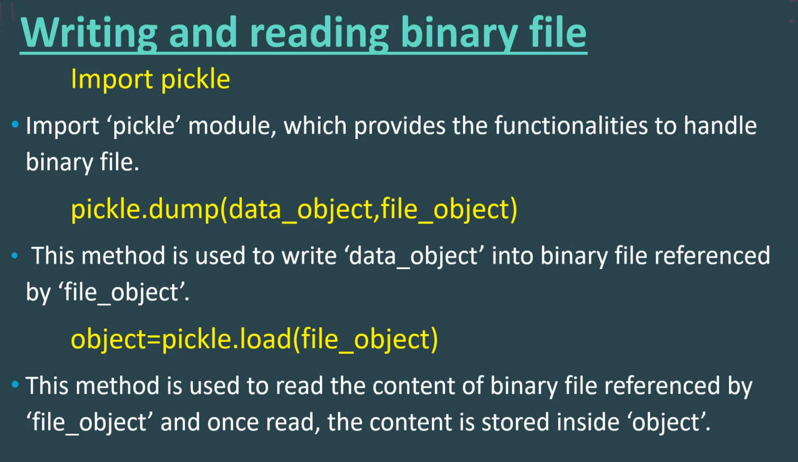Within the load function, you have to put the file object name as its parameter. This file object refers to the binary file which you want to read, and it will return the object that is present in the file, that is written in this file. Now you can just store it in a variable, let's say object, then you can just read the object. So this is how the writing and reading operations of a binary file take place. Now we'll see how it is done actually in a program.